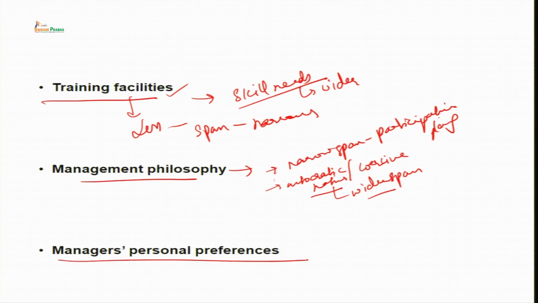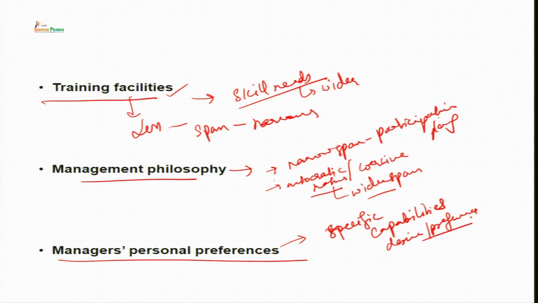And finally, the manager's personal preference plays a greater role in what kind of group he wants to cater to or control. So, they may opt for a wider span of management despite other factors favoring the narrow span, because of their own specific capabilities or maybe their own desire or preference. So, even if you have other factors supporting a narrow span of management, you may go for a larger span of management because of your own personal choice as a manager.